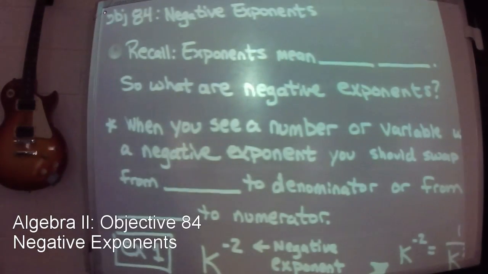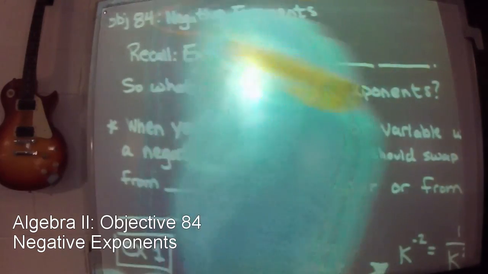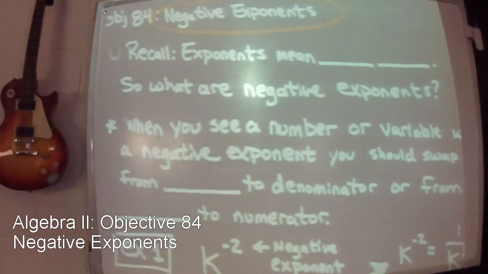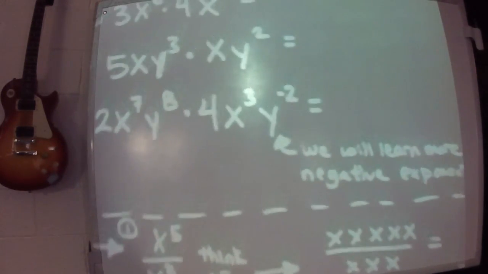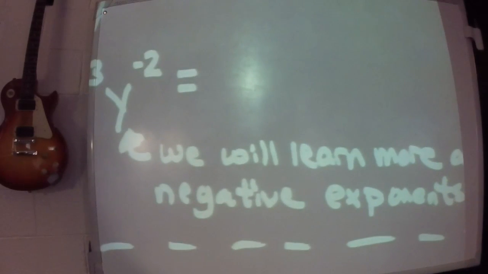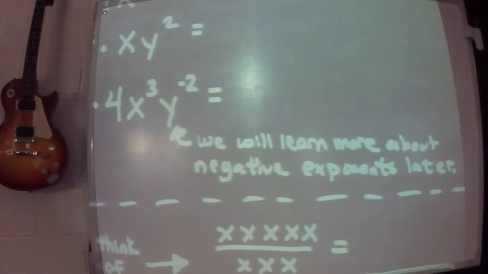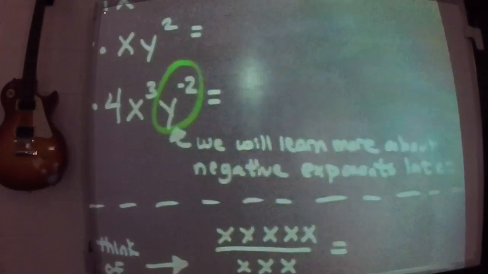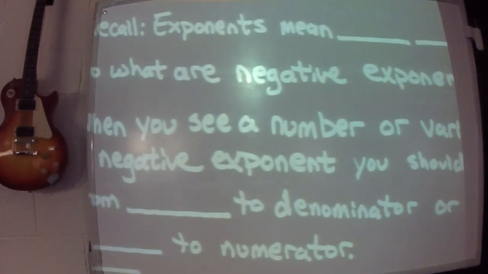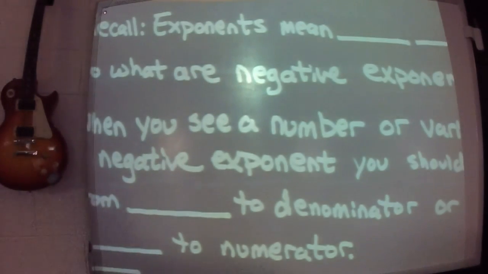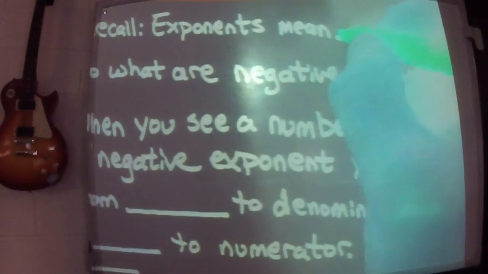Okay, so we've been talking about exponents, and yesterday we briefly had one little problem on Objective 83's notes where a negative exponent snuck in right here. And we said, look, we're going to learn more about negative exponents later. Well, that later is today. So recall what exponents mean. Exponents mean repeated multiplication.